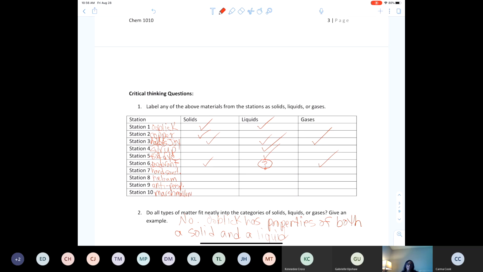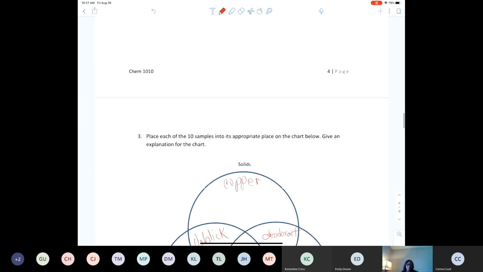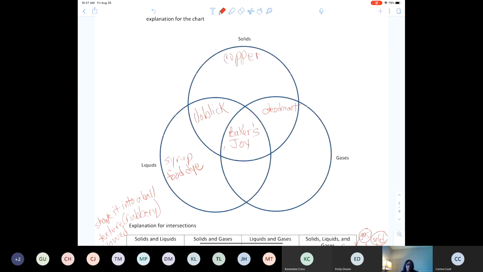Okay, so where do we put the hand sanitizer? Anyone want to share? We put it in all three because of the blue round beads. I agree. You have the little blue moisturizer beads in it, and then when we put it on the table, it looked wet, but over time we saw it disappear. So some of those components were very volatile and they converted to a gas. So we can put the hand sanitizer with the Baker's Joy.